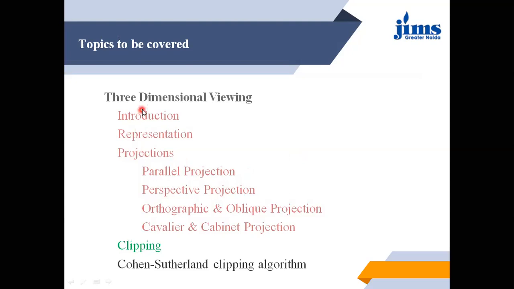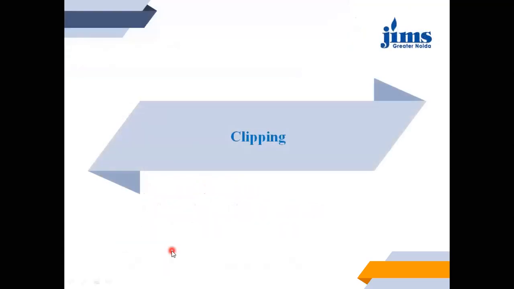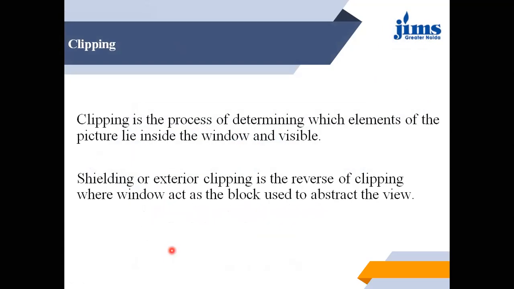So till now we have discussed viewing as well as projection. From today we will start clipping. So let's start clipping. Clipping is a process of determining which element of a picture lies inside the window and is visible.